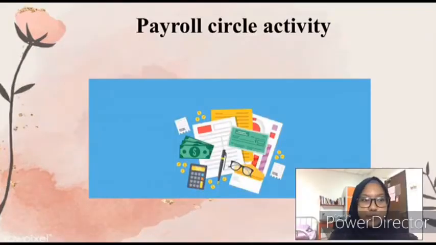Next, we move to payroll basic cycle activities. The basic cycle activities have 7 activities. The first one is update payroll master file. The second one is update tax rates and deductions. The third one is validate time and attendance data. The fourth one is prepare payrolls.